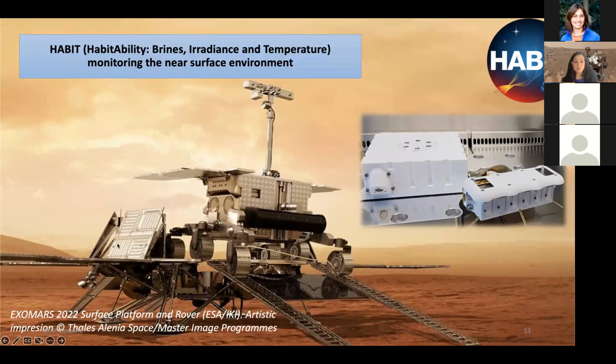So all these experiments have been done within a small chamber, and there are many limitations to what you can do inside a chamber on Earth. The ideal way to explore this would be to have an experiment running on Mars, and this was the purpose of the HABIT instrument. Now, HABIT is an instrument that was designed to monitor the near-surface environment, but in particular, it also includes a small experiment that is called BOTTLE.